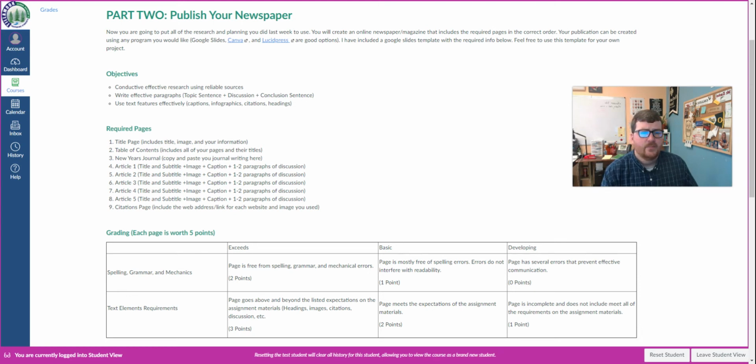You don't have to put all of the MLA citations together. I just want to see the links for each of the articles that you have referenced and each of the images that you have put on your final product. So I need to be able to find what you were using, but it doesn't need to be a formal works cited at this point.